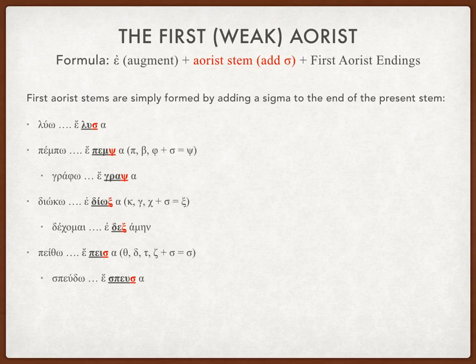Same with peitho. When peitho, any dental form, runs into sigma, sigma wins. So peith plus sigma gives you peis. Epeisa means I persuaded in the aorist, and speudo similarly would become espeusa. Sigma beats up delta, and that means I hurried. So basically, the first aorist is pretty simple to recognize because it's going to use the same present tense stems that you already know for most verbs, with just adding typically a sigma at the end of them before all of the endings that come later.